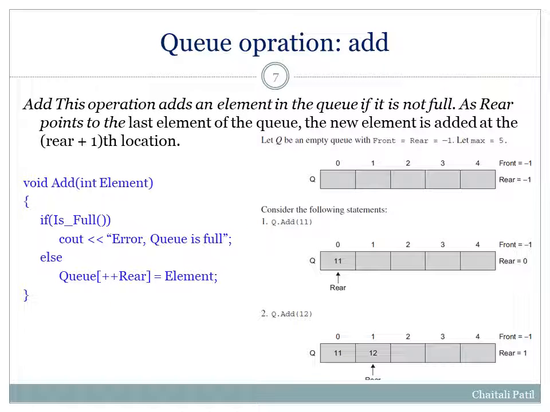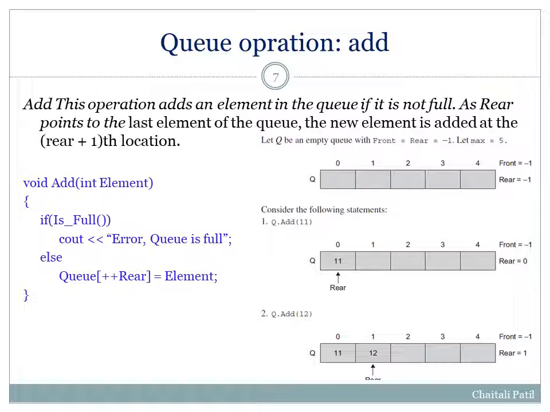Now let's see the add operation on a queue. This operation will insert the element in a queue if the queue is not full. Before inserting the element, first we have to increment the rear pointer and then we will add the element. As we have set front and rear both initially as -1, we first have to increment the rear pointer whenever we add an element in a queue.